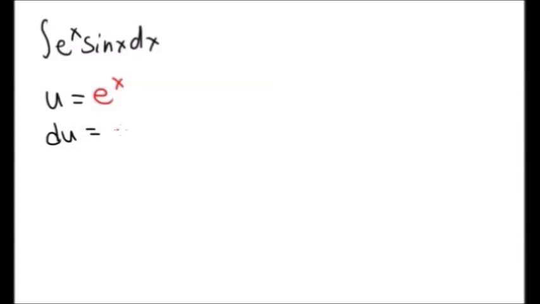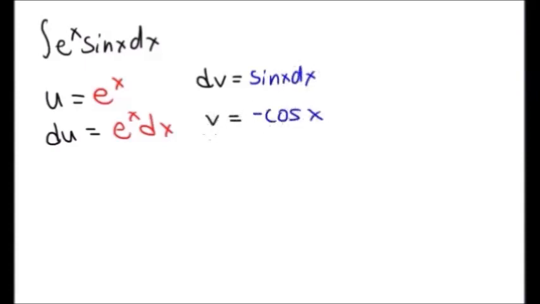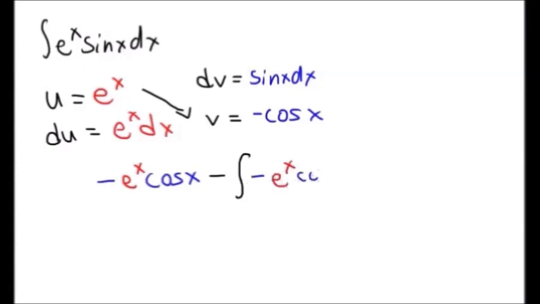Now that we've done an easy integration by parts, let's move on and do a little bit more difficult one. We'll have the integration of e to the x sine x dx. We'll set u is equal to e to the x, which gives us du is equal to e to the x dx. dv will equal sine x dx, giving us v equals negative cosine x. And putting in our arrows will give us negative e to the x cosine x minus the integration of negative e to the x cosine x dx.